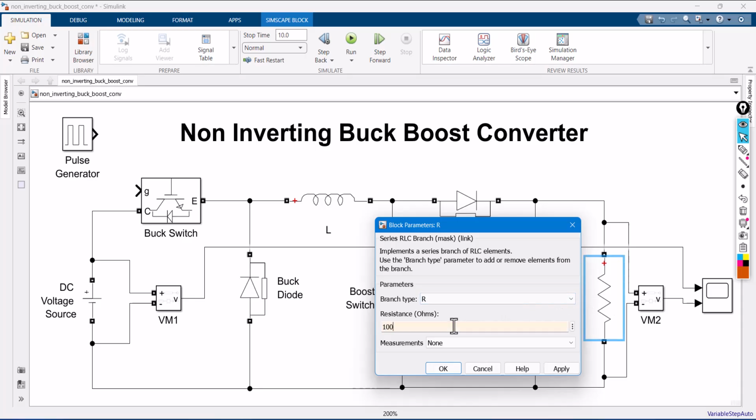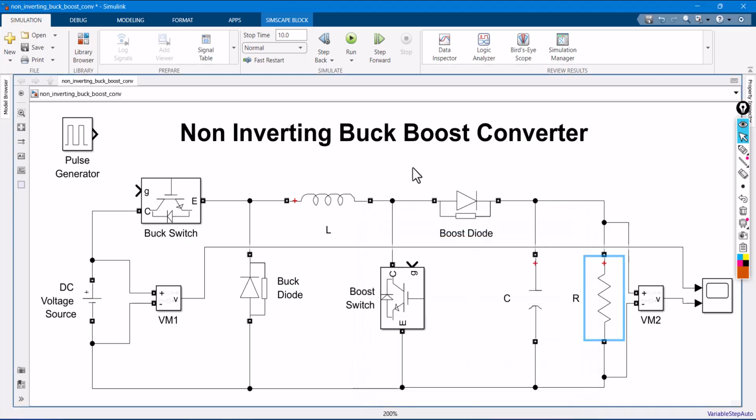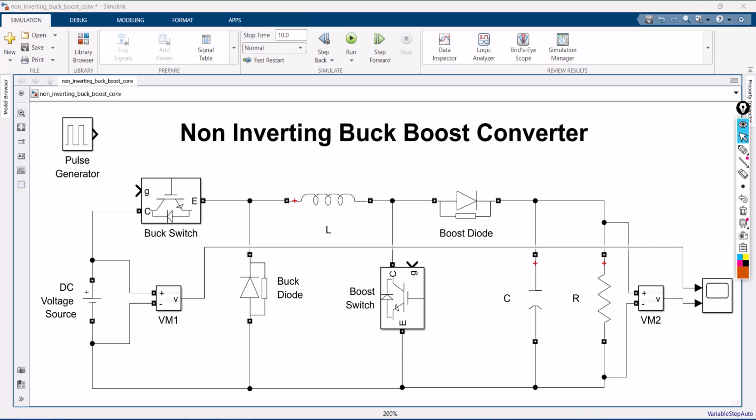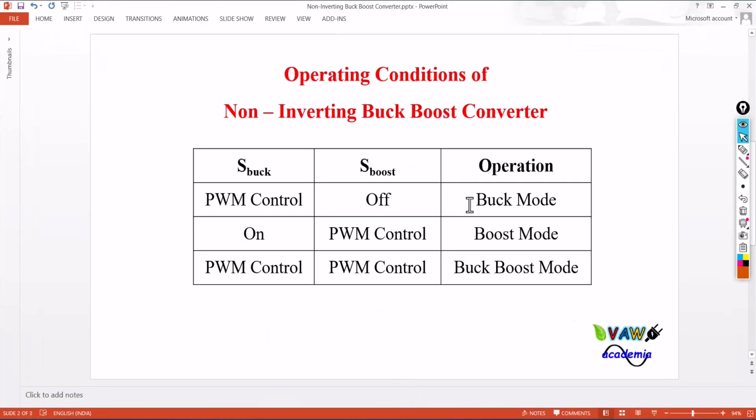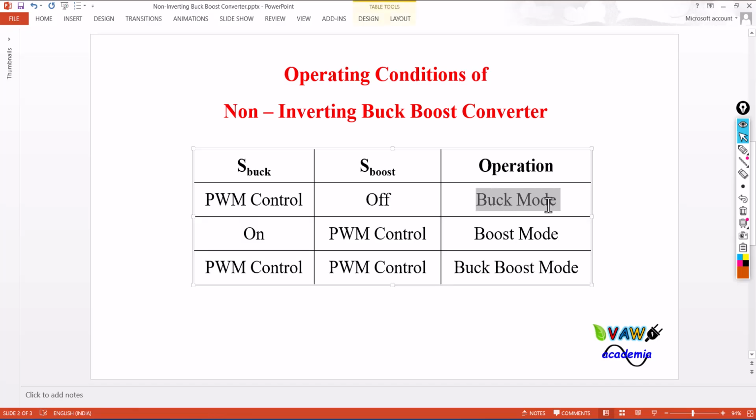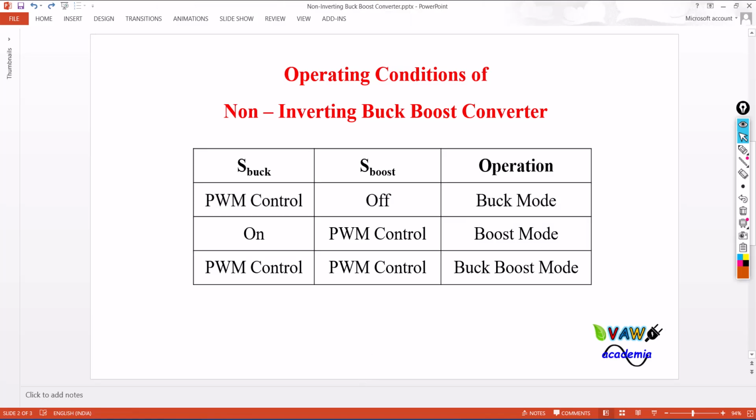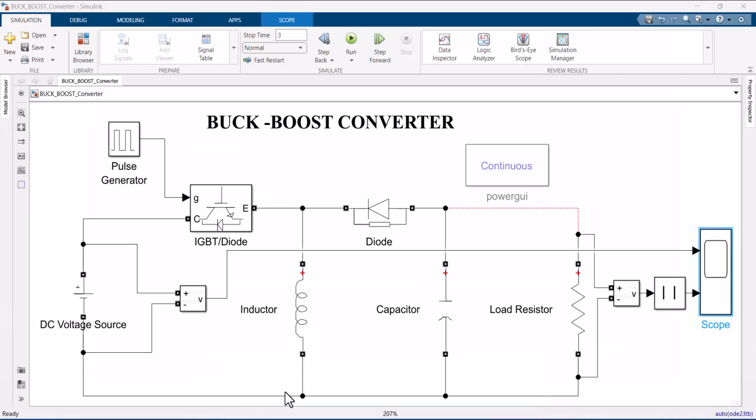Let it be, this one is 100 ohms. Now, what is the first condition if the circuit wants to work in buck mode? Yes, the buck switch should be controlled by PWM and the boost switch should be in off state. So let me first select this portion, operation 1, buck operation. Okay, so let me take this case.